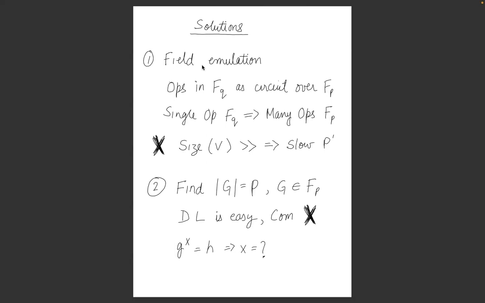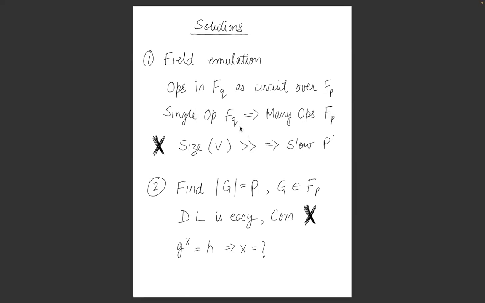One is we can simulate or emulate the field. So we need operations in FQ as the circuit is defined over FP, and we can try to simulate this FQ. But a single operation in FQ will be simulated as many operations in FP. So the size of the proof or the size of the verifier would be very large.